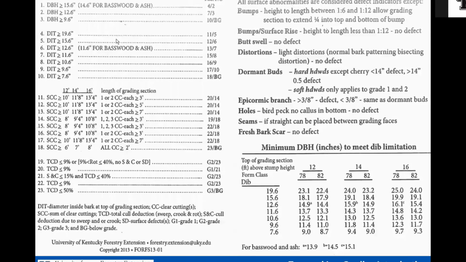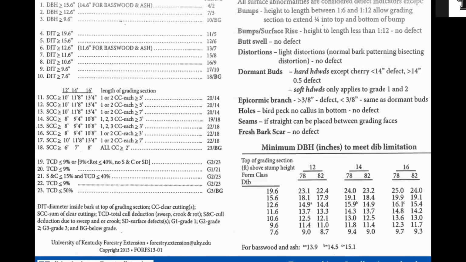And so if you wanted to, you could use a tree grading key like this. You would start out here at the top, and you would have your DBH, if it is greater than 15.6 inches. If you've got basswood or ash, it can be 14.6 inches. You've got a yes or no column over here, and you essentially will go down and answer yes or no to the corresponding questions. If you were to answer yes, you would then go down to number 4, and you would see if that diameter inside the bark at the top of that grading section is greater than 19.6 inches. You would answer yes or no, and you would correspond to the number by your answer.